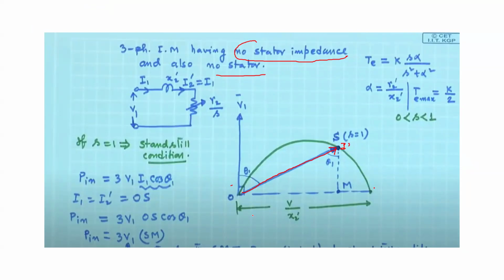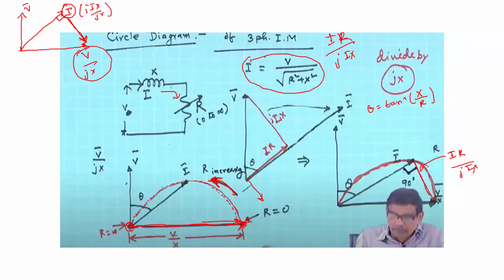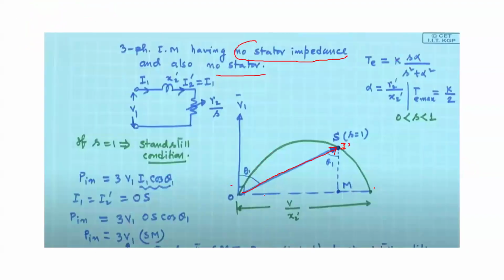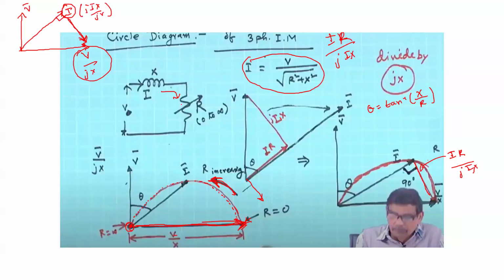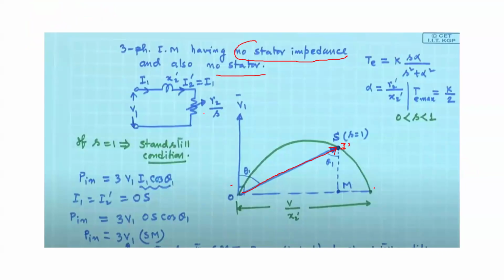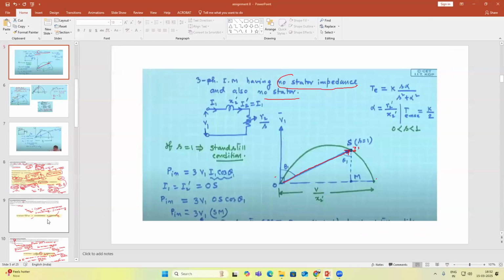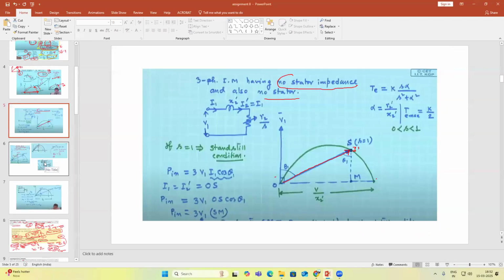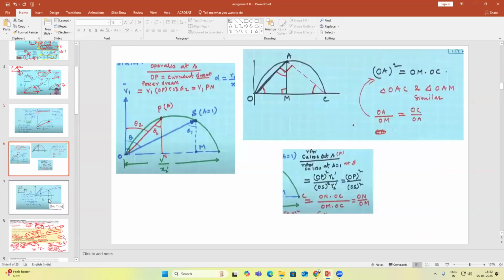It's very simple. Just understand that this is basically the trajectory of the current phasor which we are plotting, and you will see that the trajectory of the current phasor will be in the form of a semicircle. That is valid for any RX circuit, and it is also valid for this rotor side circuit, because here also we have R and X only, where R is variable by varying the slip.